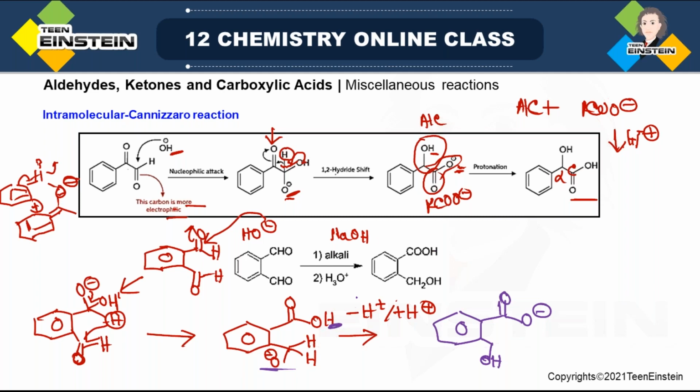Okay. But finally, as there is H3O plus, what will you get? You will get this molecule that is already shown in the picture: CO2H and CH2OH in the same molecule, that is on the benzene ring at the 1 and 2 positions. That is the ortho position. Fine.